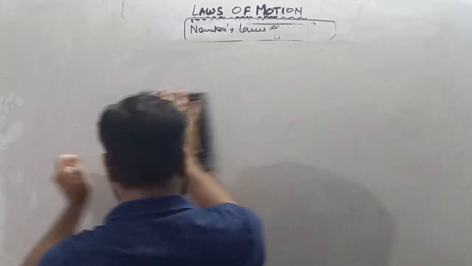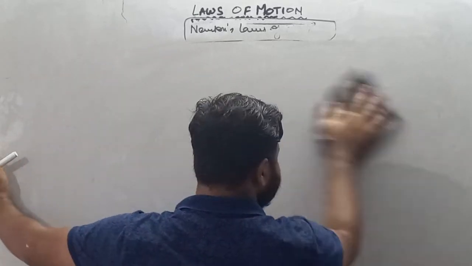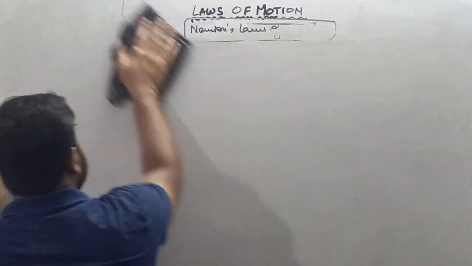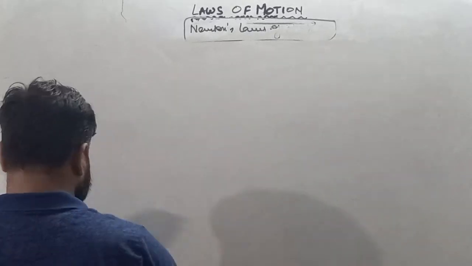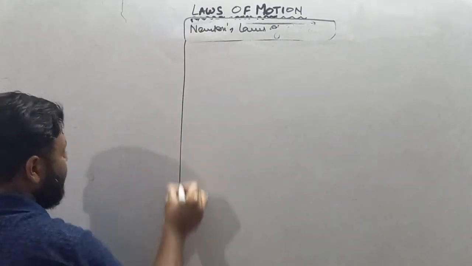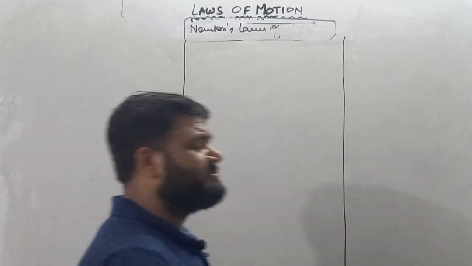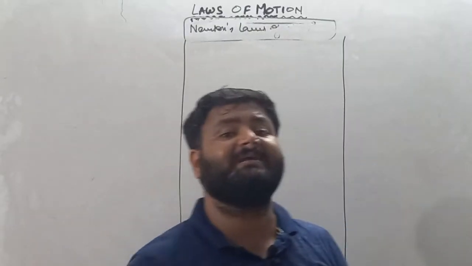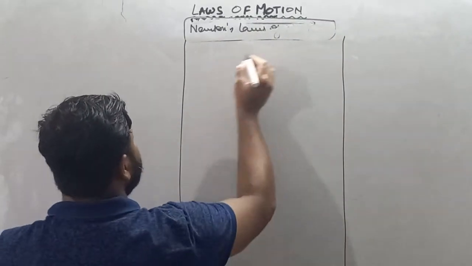Write down the next heading, it is linear momentum. So what actually is linear momentum? See, linear momentum is basically a man-made thing, my dear student. It does not come from natural conditions. So linear momentum is defined as follows.